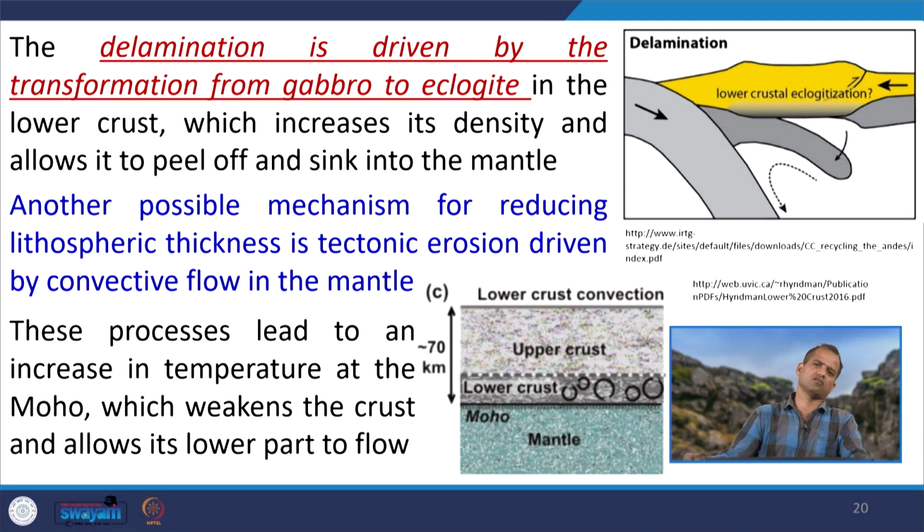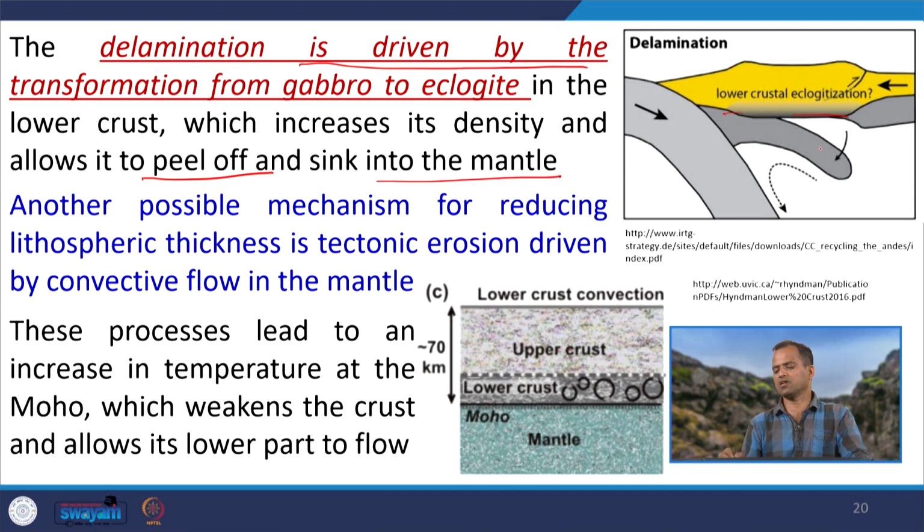And another factor is the delamination. Delamination we know when this plate is going down, it is converted to eclogite facies, and as it is heavy, this part of this lithosphere is separated, and this process is called delamination. Due to delamination the strength of this lithosphere decreases. So, the delamination is driven by this transformation from gabbro to eclogite in the lower crust, which increases its density and allows it to peel off and sink into the mantle.